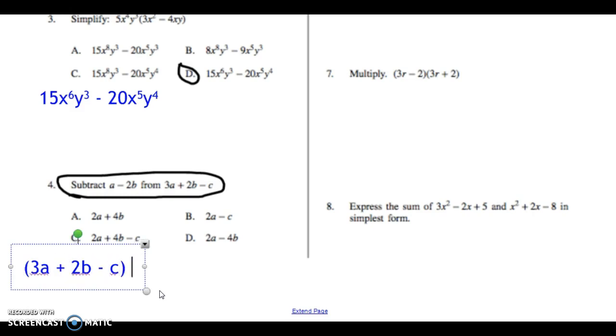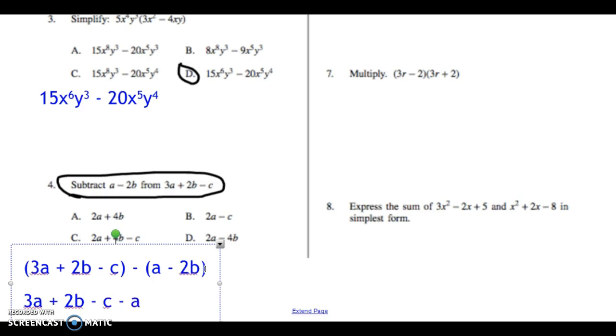a minus 2b. Since we're subtracting a minus 2b from the other polynomial, what we can do is distribute that negative sign. Negative goes onto a, becomes negative a. Negative goes onto negative 2b, becomes positive 2b. So if I rewrite it, it should be 3a plus 2b minus c minus a, because that a became a negative, plus 2b, because that negative 2b became a positive.